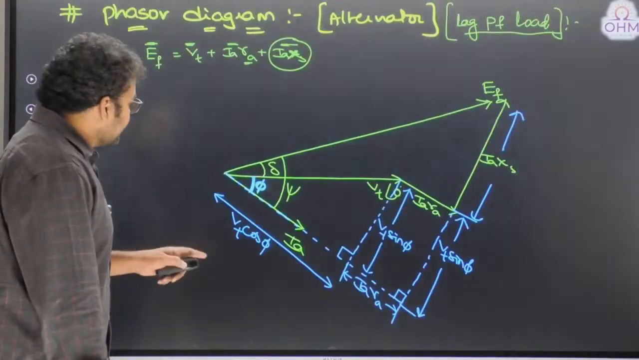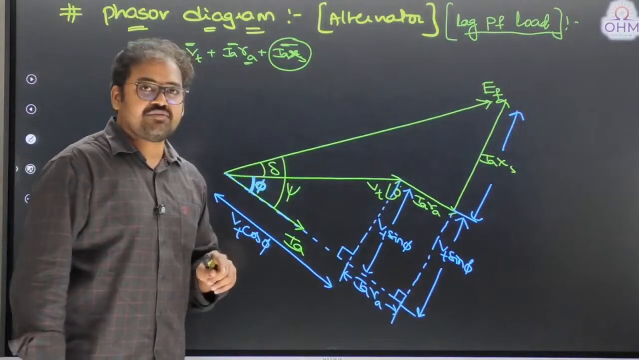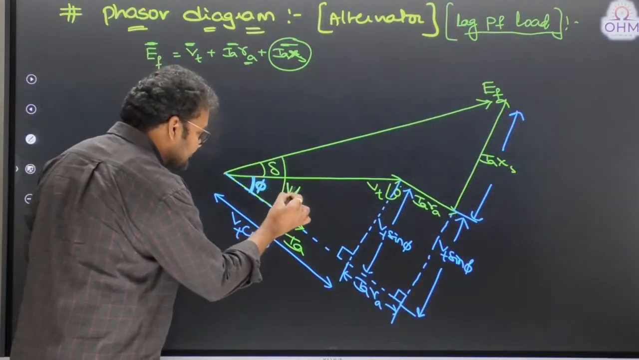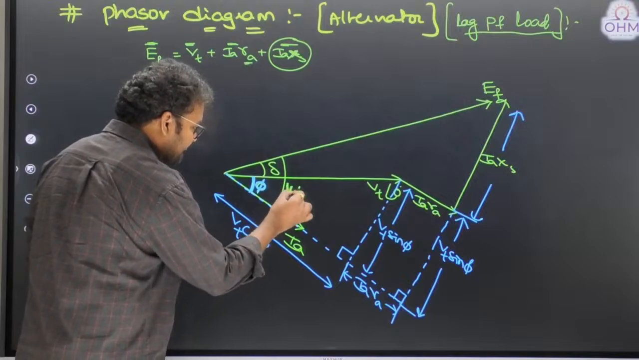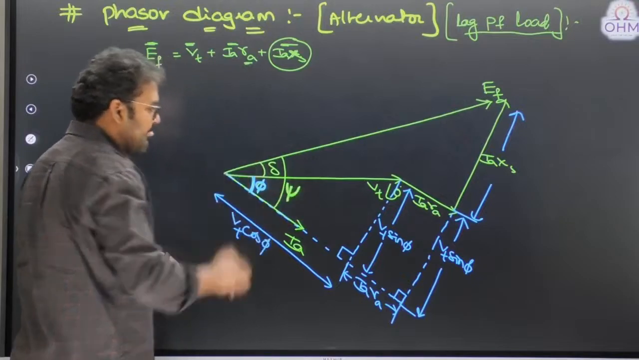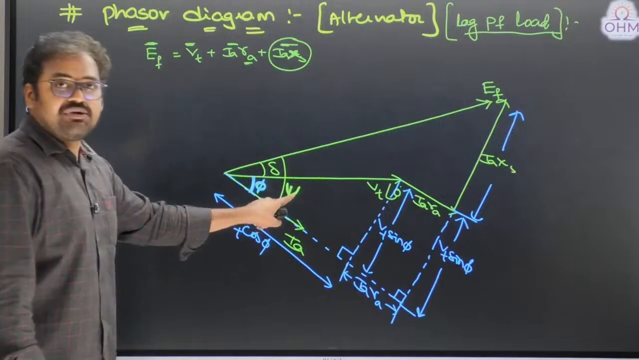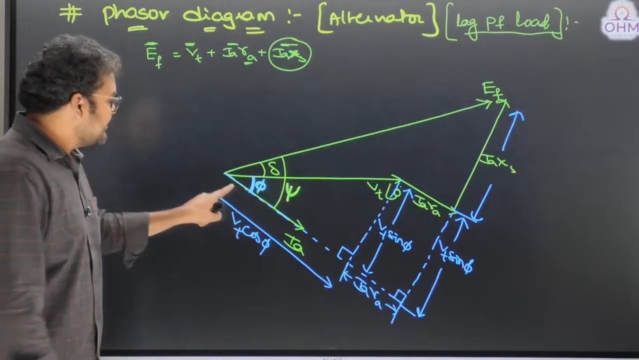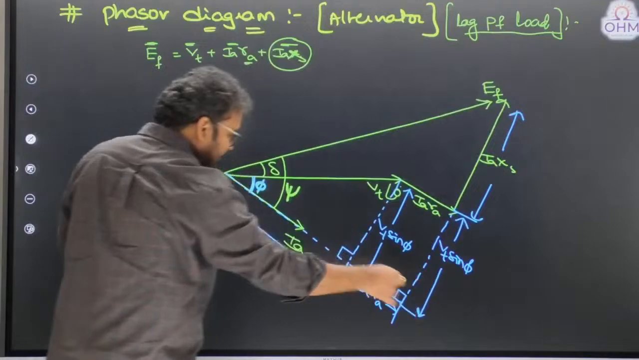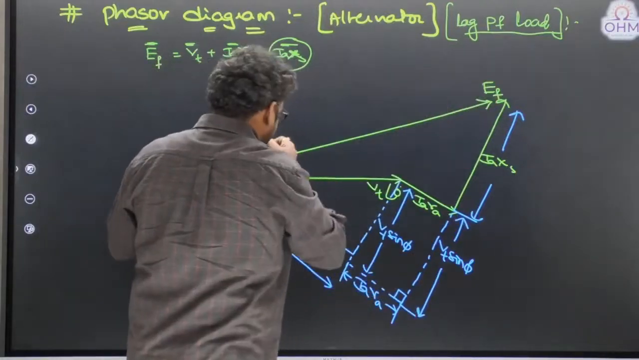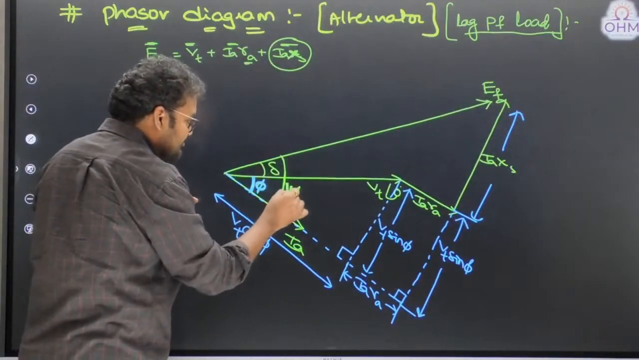And one more important equation from the phasor diagram is finding this angle psi. Very important. Finding this angle psi. So to find this internal power factor angle psi, look at this entire big right angular triangle and apply the tan psi concept.